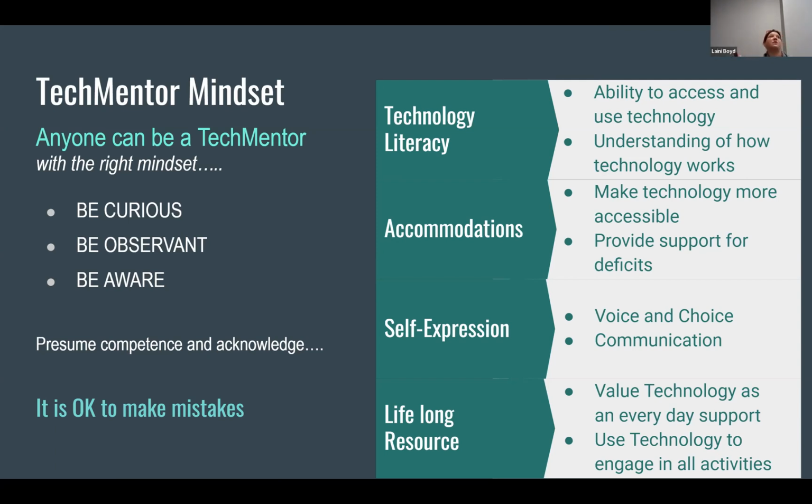It's okay to make mistakes. Just one second. I'm gonna get to questions at the end. Right now, I gotta get through. So when we're talking about that mindset, what are we gonna do?